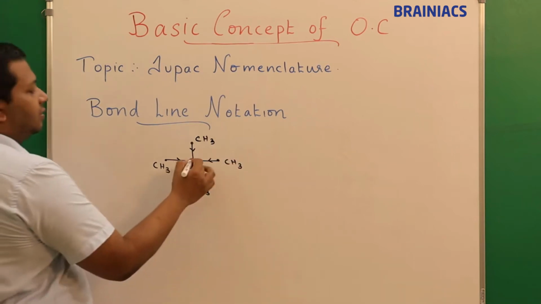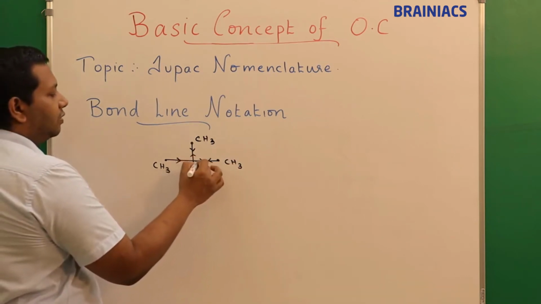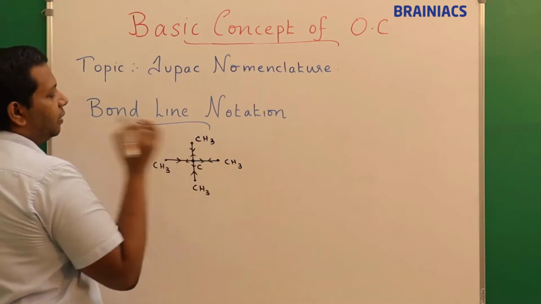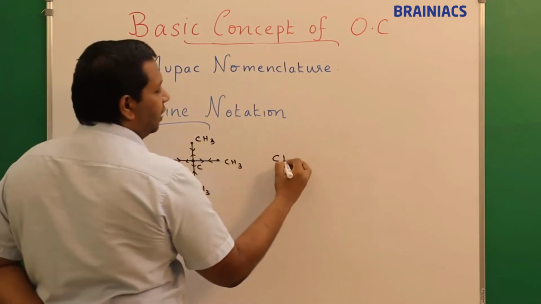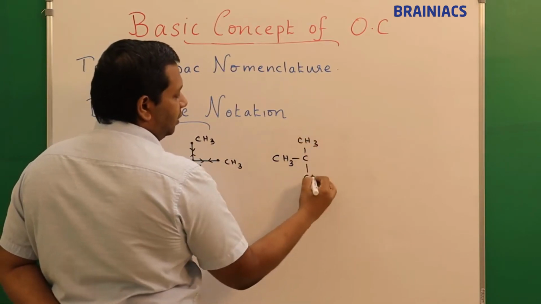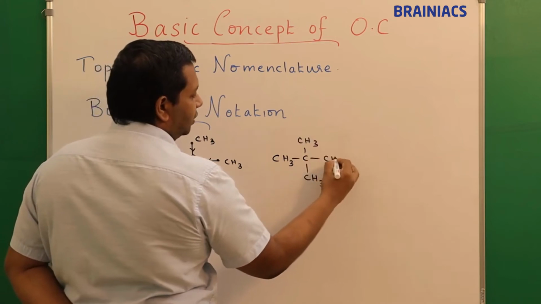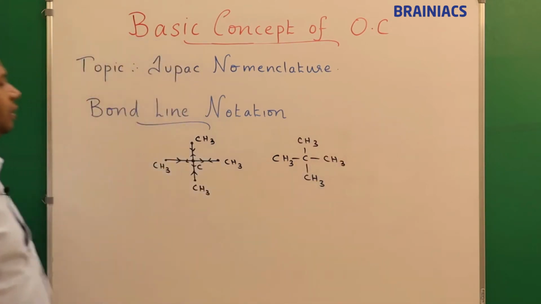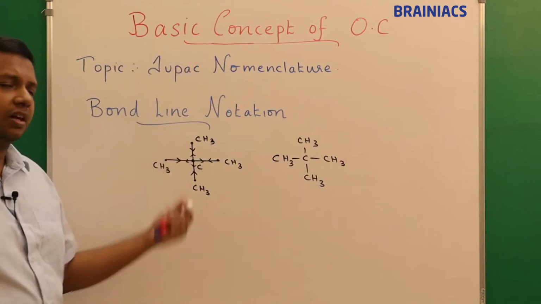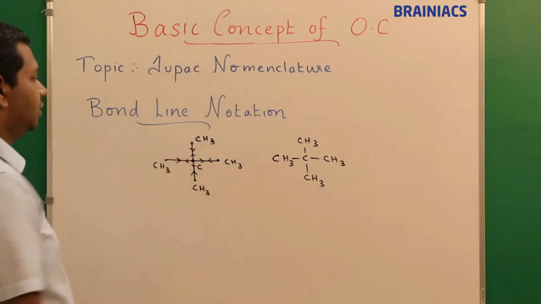So in the center you have 4 of them. In the central carbon atom, all 4 are replaced. So the central one should be carbon alone. So what should be the formula? CH3, CH3, this is CH3 and this is CH3. Understood? So this is the way you should understand the bond line notation. Now we will see how the double bonds are represented.